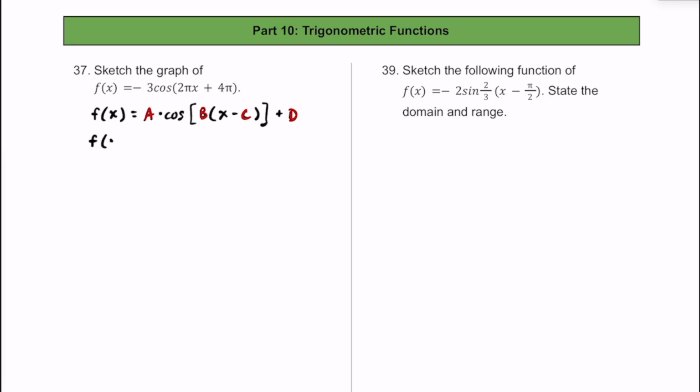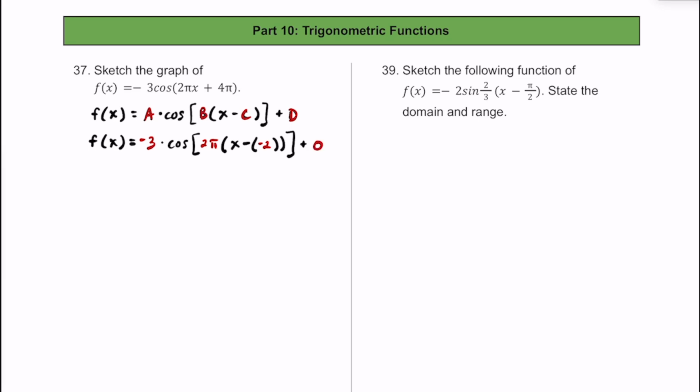So rewriting our function here, we can just go ahead and say that this a value is going to be negative 3. Our cosine function is just going to stay the same here. Now if we go ahead and rewrite this so that we have this x by itself here, let's go ahead and factor out this 2 pi. So I'm going to factor out 2 pi in front here. If I factor out 2 pi, we're going to be left with x. And then we're going to go ahead and take away c. Now in this case, c is going to be negative 2. So we're going to take away a negative 2 here just because we have a plus 4 pi. So it's minus minus. All right, so it's going to look something like this. And then we're going to go ahead and add d on the outside. In this case, we're not adding anything, so d is going to be 0.